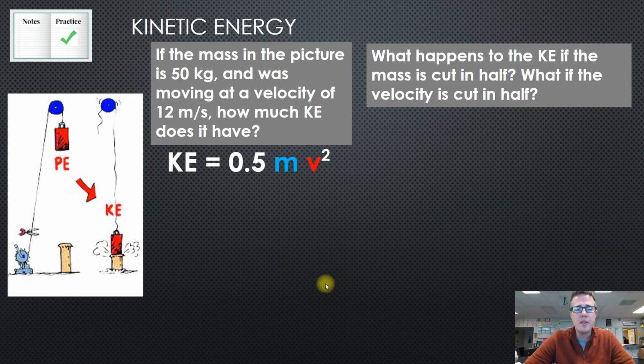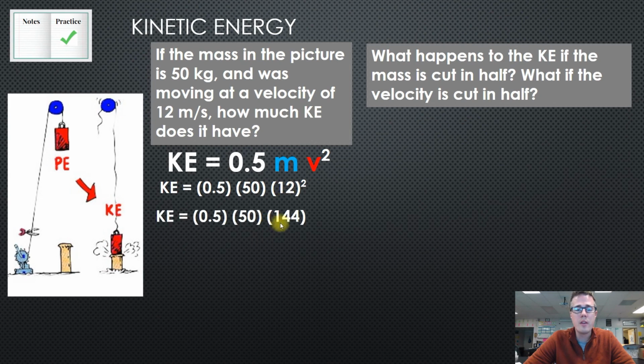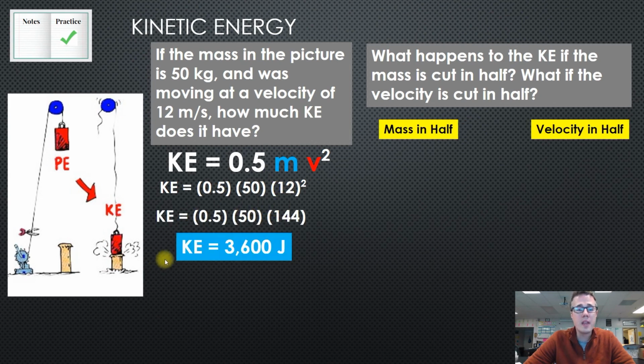Let's do an example. So that mass that was falling and hit the stump, if it has a mass of 50 and was moving at a velocity of 12, we want to figure out how much KE, or kinetic energy, it has. So we plug in the things that we know. 1/2 times 50 as the mass times 12 squared. Remember, we have to do the squaring first. So we're going to do the 12 squared. In our calculators, we get 144 times 50 times 0.5, and we find out that the kinetic energy was 3,600 joules.